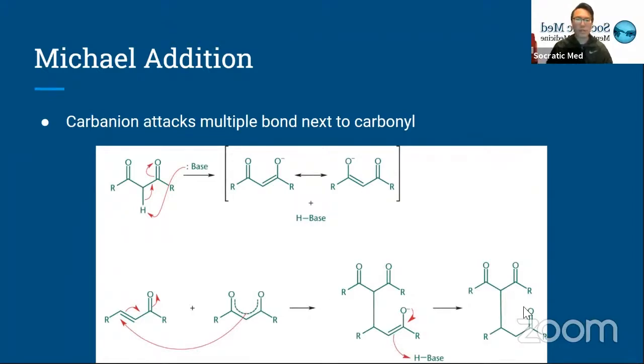The general mechanism is you deprotonate the alpha carbon, and the alpha carbon has a negative charge, and you use that negative charge to attack a double or triple bond in order to form a covalent bond. So it looks like you just drew a line between the alpha carbon and one of the carbons in another molecule involved in a double bond. That's what the general mechanism looks like. That's called a Michael addition.